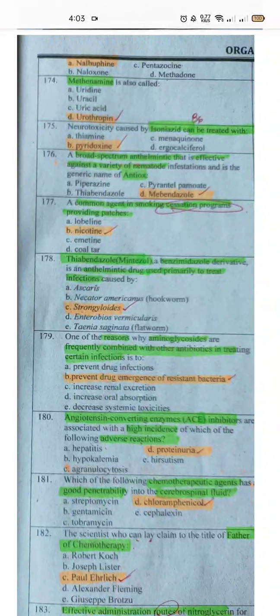180. Angiotensin converting enzyme or your ACE inhibitors are associated with a high incidence of which of the following adverse reactions? That is your proteinuria. So, your common adverse effects of ACE inhibitors are dry cough, rashes, fever, altered taste, hypotension, hyperkalemia, and proteinuria. Let's repeat. The common adverse effects of your ACE inhibitors are dry cough, rashes, fever, altered taste, hypotension, hyperkalemia, and proteinuria.